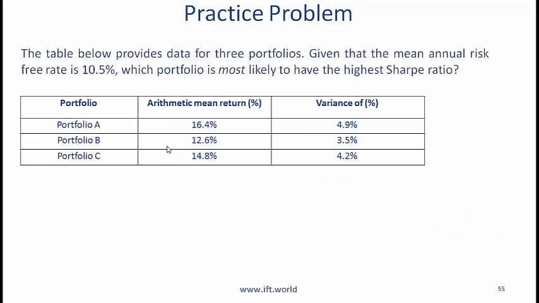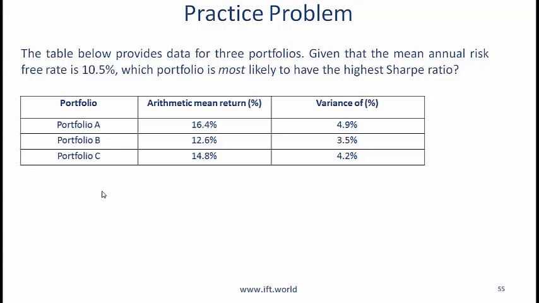Let us solve this problem now. We are given 3 portfolios and we are given the mean returns and the variance for all 3 portfolios. You want to determine which has the highest Sharpe ratio. In other words, which portfolio is giving us the highest excess return per unit of risk.